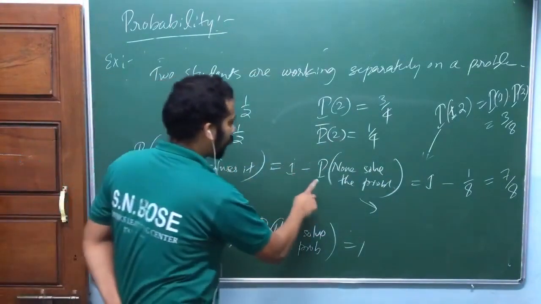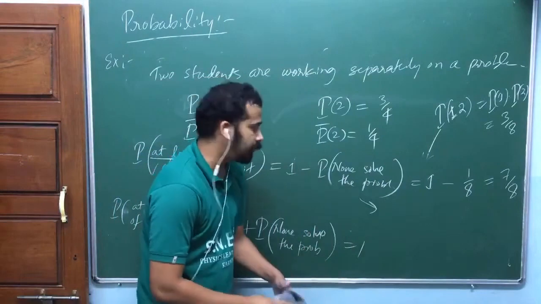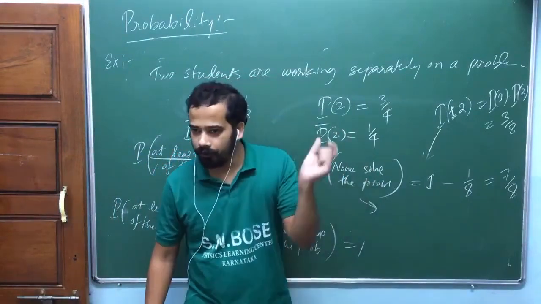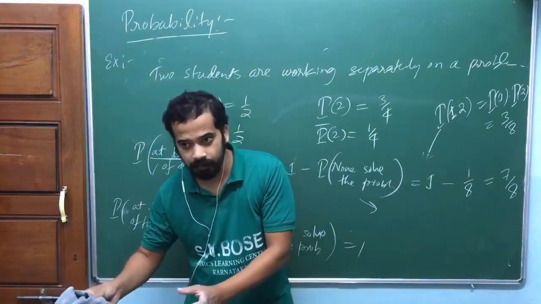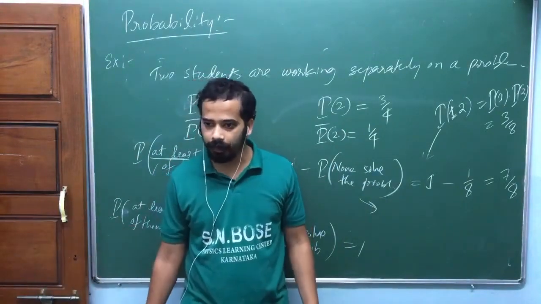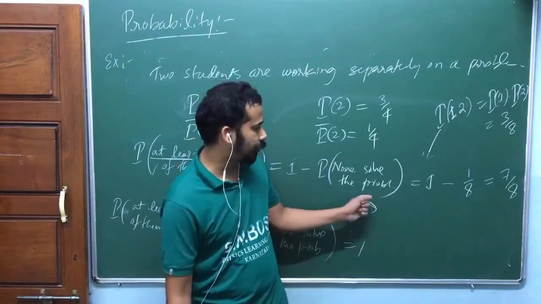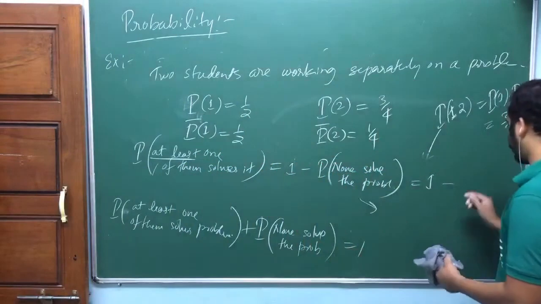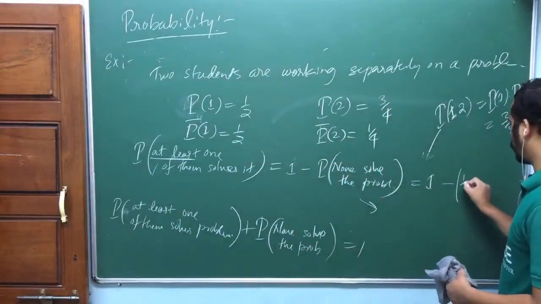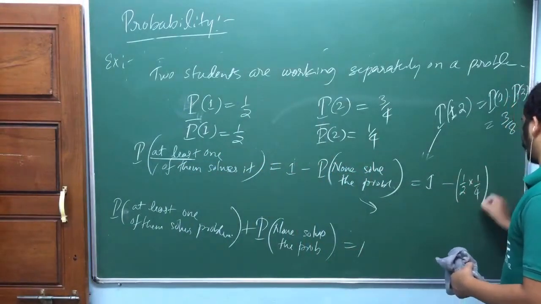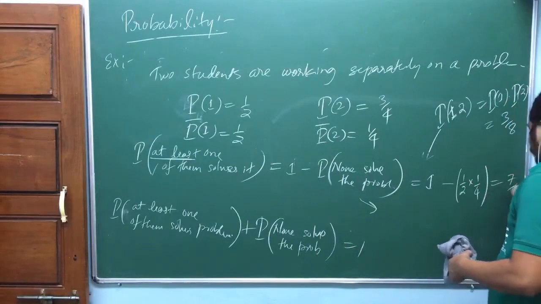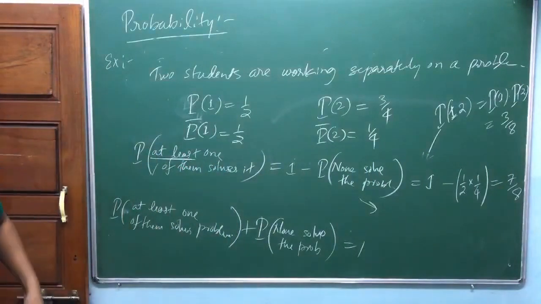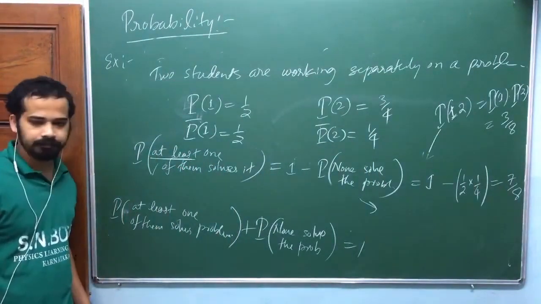Now, 1 minus the probability that none of them solve the problem. What do you mean by the probability that none of them solve the problem? That means the probability that the first student will not solve the problem and the probability that the second student will not solve the problem, which is just a product. Is that okay? Can you write 1 minus 1 by 2 into 1 by 4, that's equal to again 7 by 8. This is another way of solving this at least question. Let me take many more questions, okay? Then you will understand.